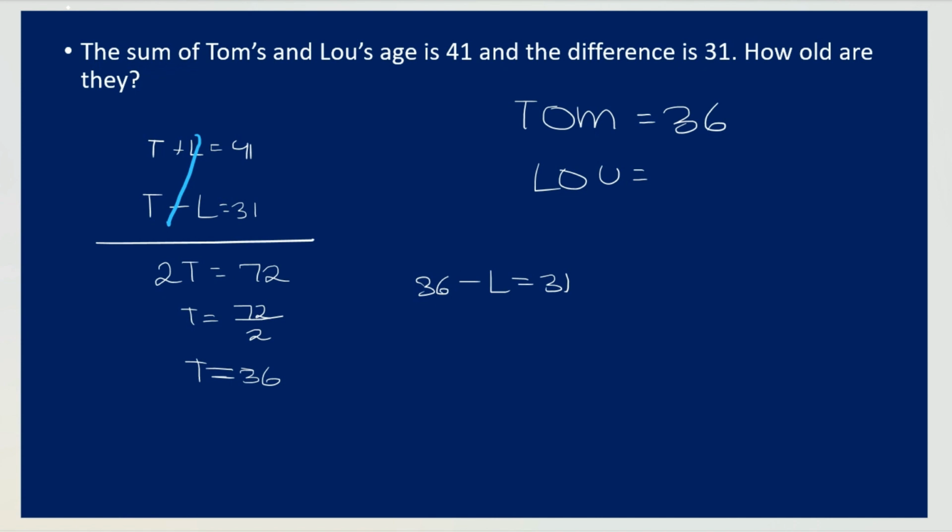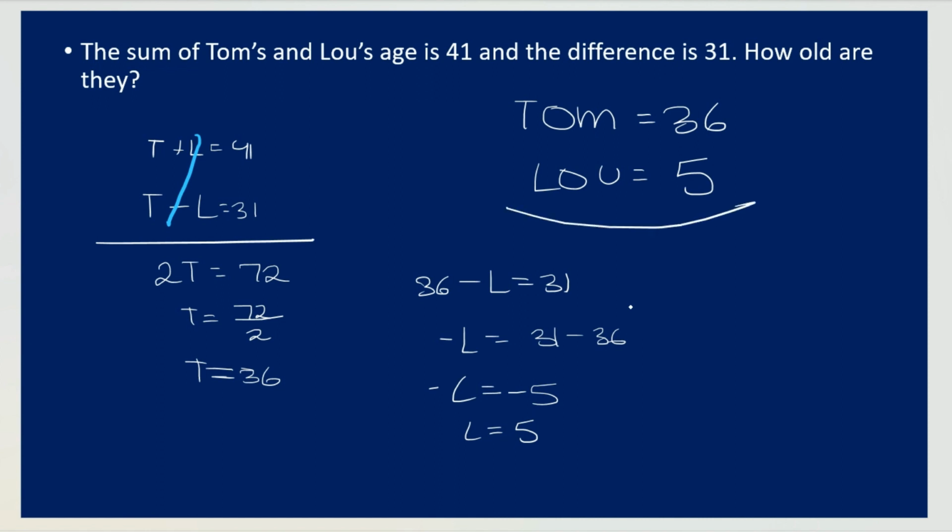And now we know, if we solve for L, so negative L is going to equal 31 minus 36. So negative L equals negative 5. L equals just 5. So now Lou is going to be 5. And so that is the answer for this question. So here, first notice that we first got the equations, then we solved the equations, and then we got the answer.